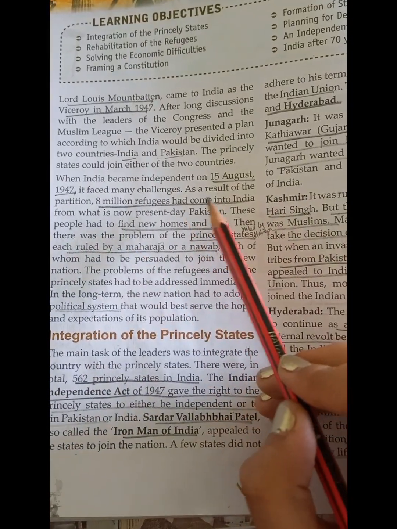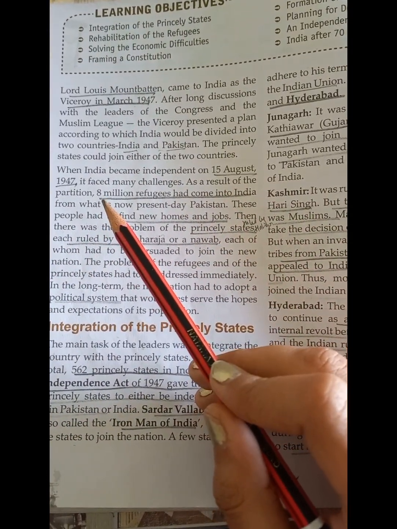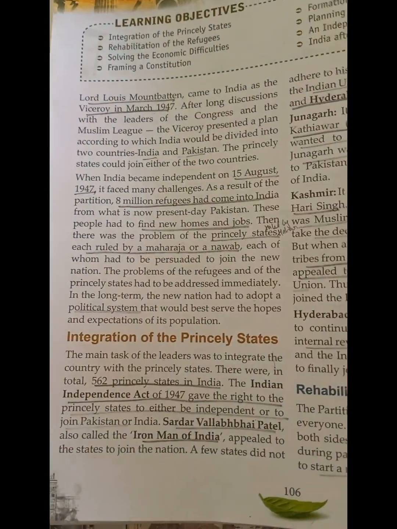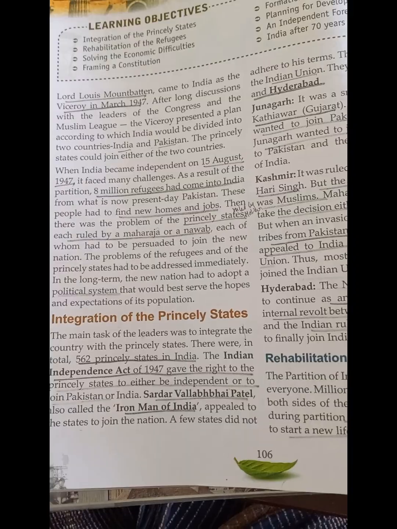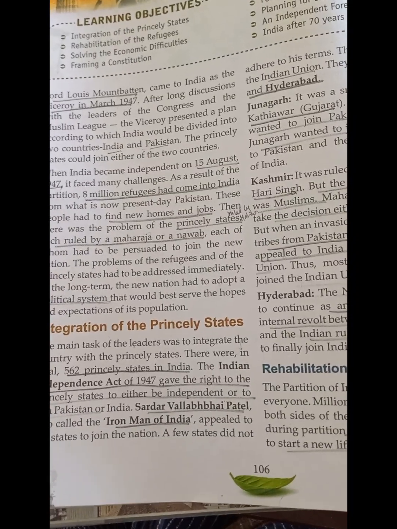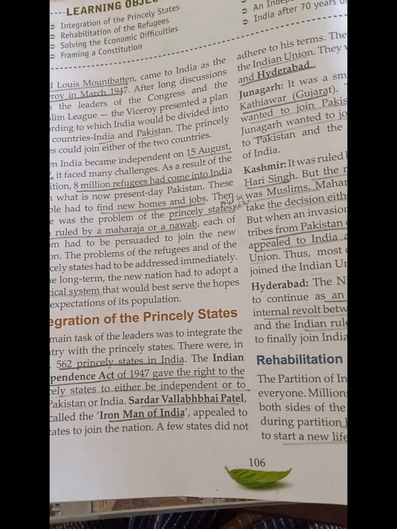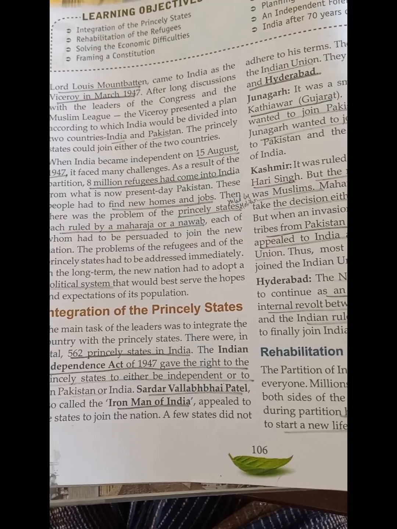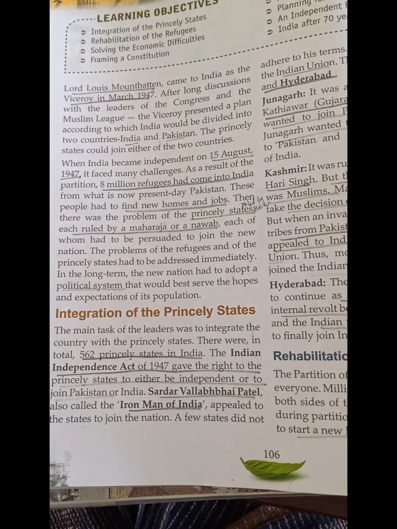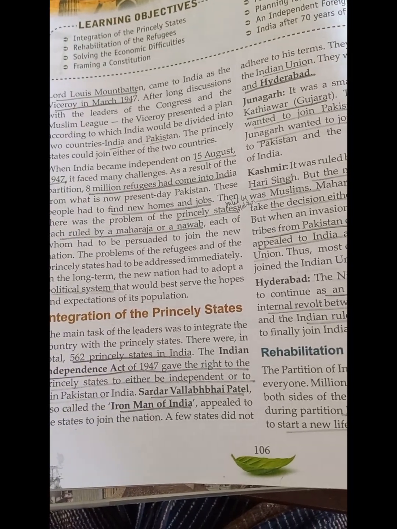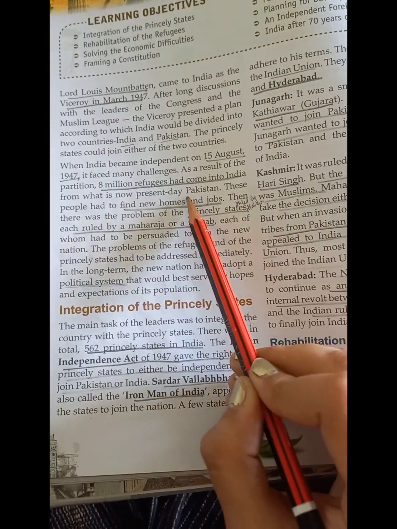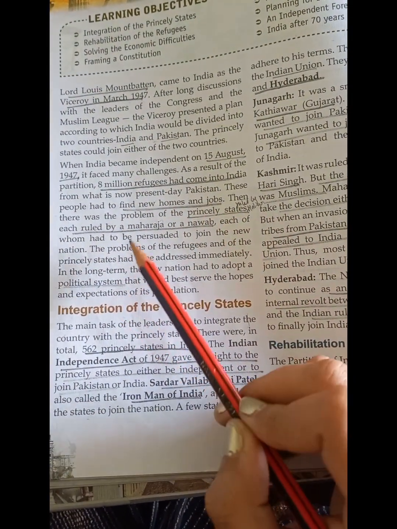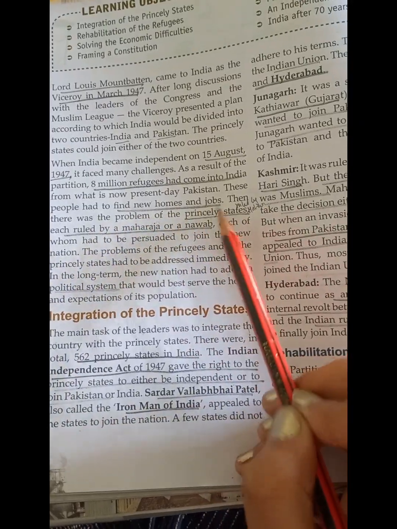When India became independent on 15th August 1947, there were many challenges that were faced by the people and the government of India. Many refugees came to India and many people went to Pakistan. Problems were unemployment, housing situation, etc. We will be studying about all that in this chapter. About 8 million refugees had come into India and there were problems related to new homes and jobs.